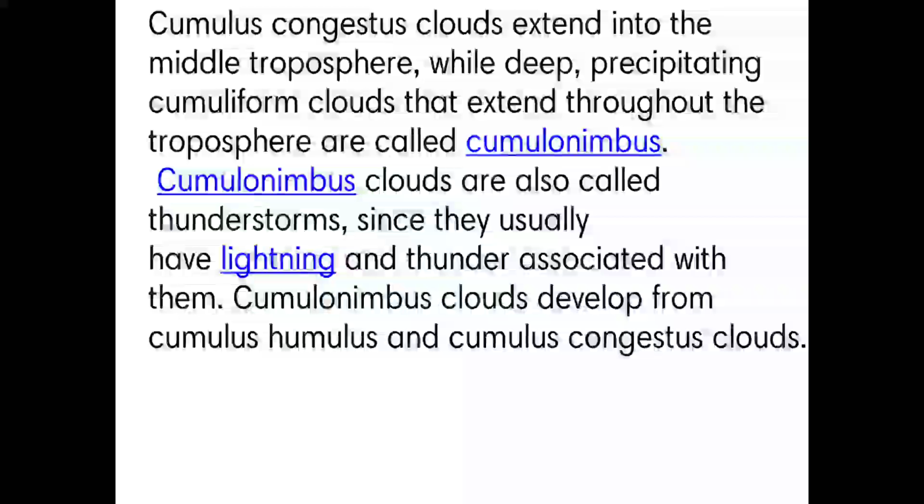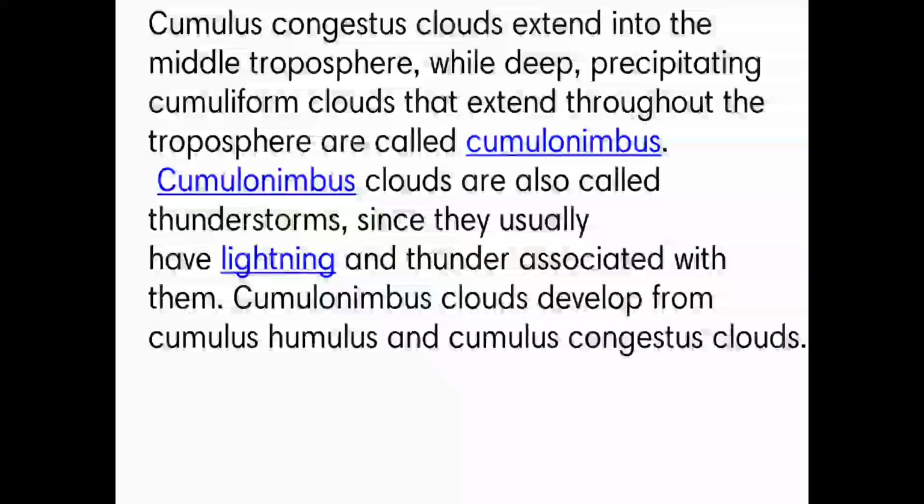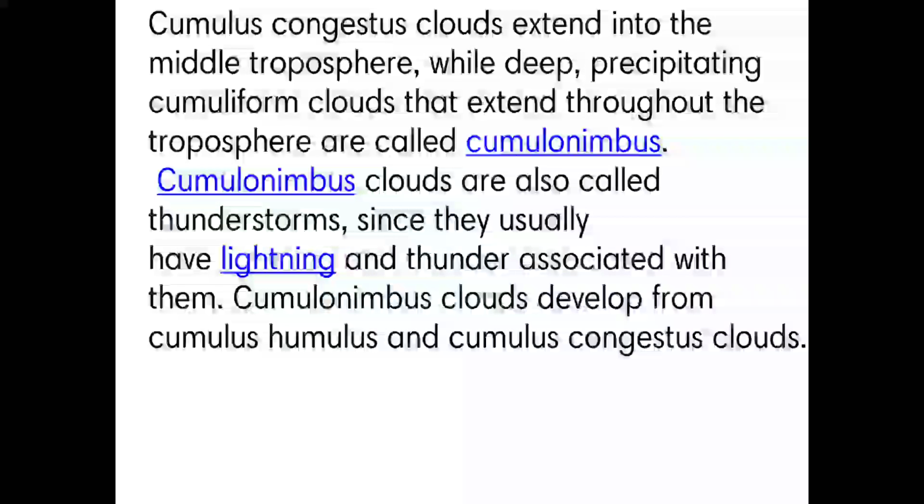Cumulus congestus clouds extend into the middle troposphere, while deep precipitating cumuliform clouds that extend throughout the troposphere are called cumulonimbus. Cumulonimbus clouds are also called thunderstorms since they usually have lightning and thunder associated with them. Cumulonimbus clouds develop from cumulus and cumulus congestus clouds.